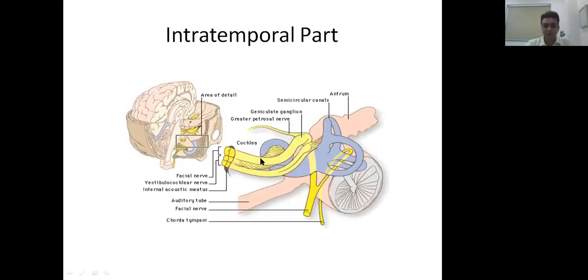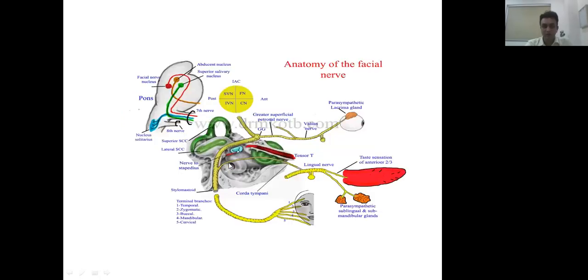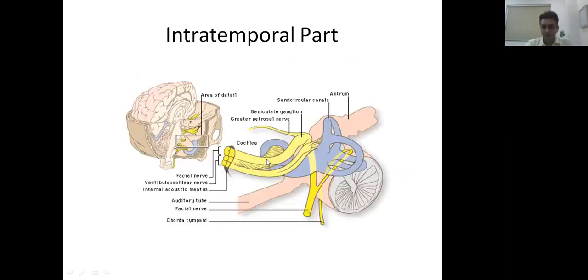So in this picture, we can see that here is the medial end of the internal acoustic canal. From here, it travels. Here, it becomes the lateral end of the canal, where the cochleovestibular nerve has also divided into cochlear part and vestibular part, and the vestibular part in turn has divided into superior and inferior vestibular nerves. This is the facial nerve. So at the lateral end of the internal acoustic canal, the facial nerve becomes a labyrinthine nerve.